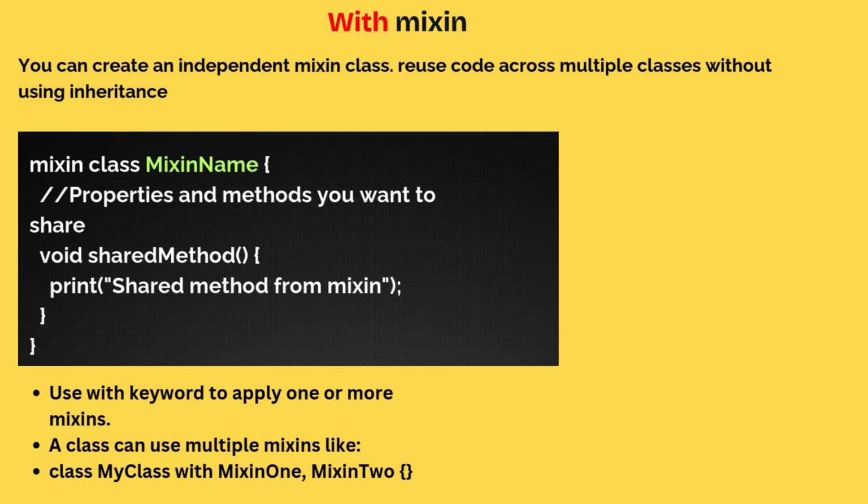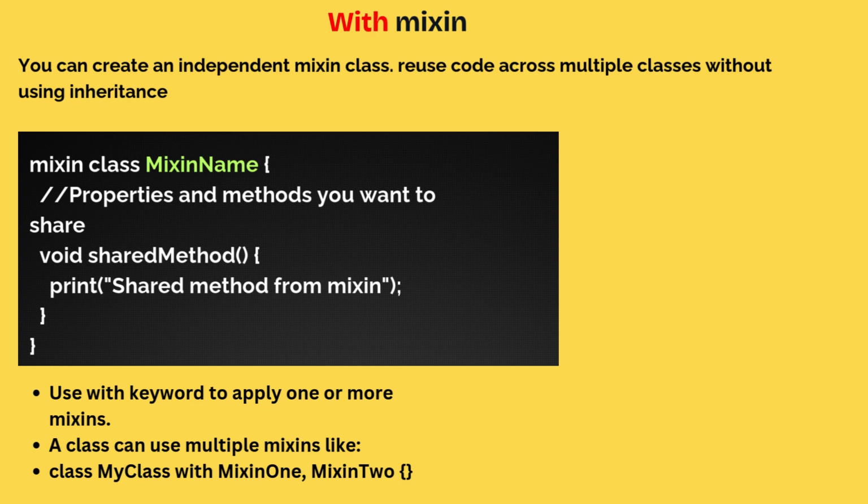To create a mixin, we use the mixin keyword followed by the mixin name, and we write a method which can be shared across multiple classes. We use the with keyword, which can be applied to one or more mixins. If you see the syntax, we have written a class, my class with mixin 1, mixin 2. You can have multiple mixins.